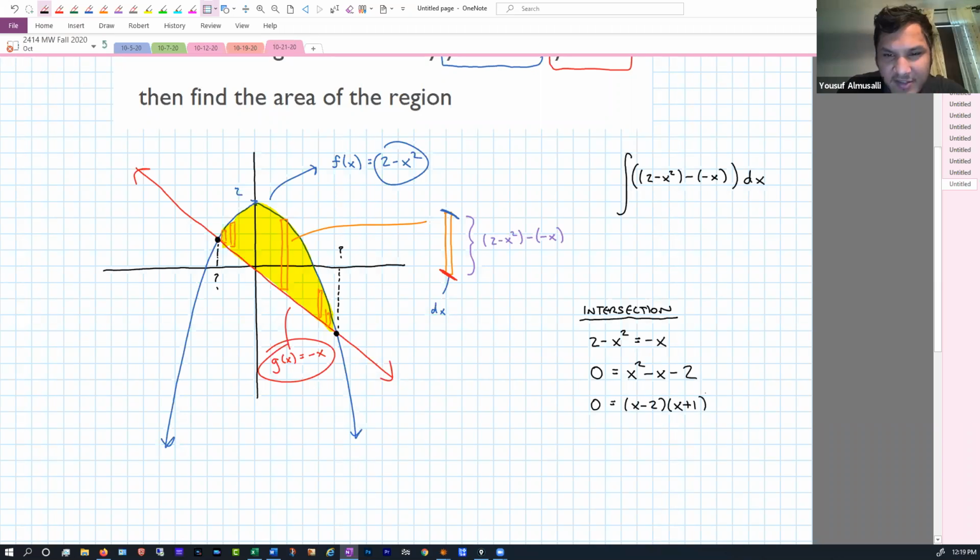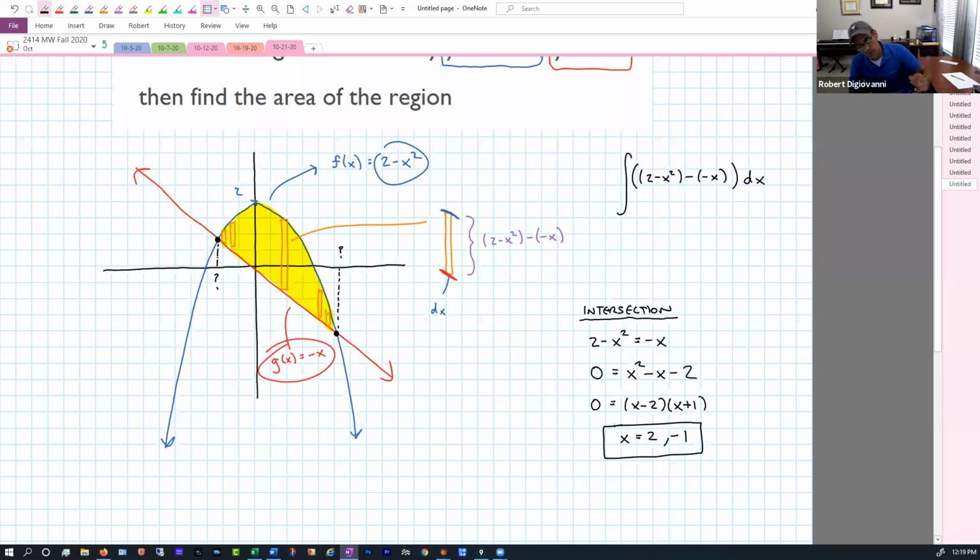Wouldn't that be plus x? I moved everything to the right instead of the left. If you move it to the left, then it would be plus, but then you would have to probably get a negative out of there anyway. So no matter which side you move it to, you're going to get the same two answers. 2 and -1. Those are the x coordinates of the point of intersection. So I'm going to put those here, -1 to 2.